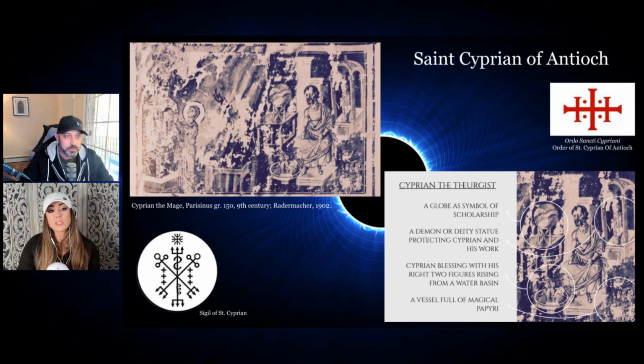So this sigil I found from people who use Cyprian as a way to do magic, not in the Christian sense, like praying to a patron saint or anything. This was more from a patron saint of magic with a K. And I found that and I put it in there.